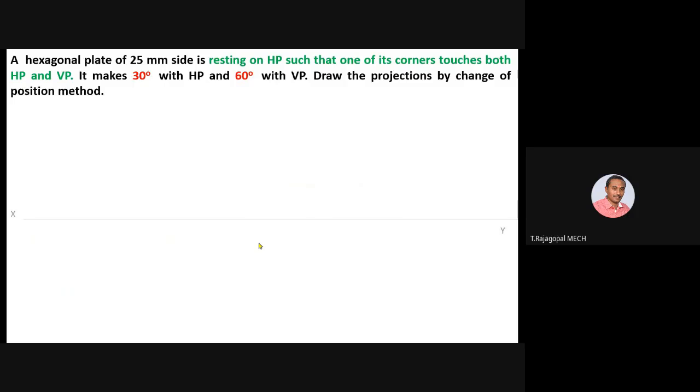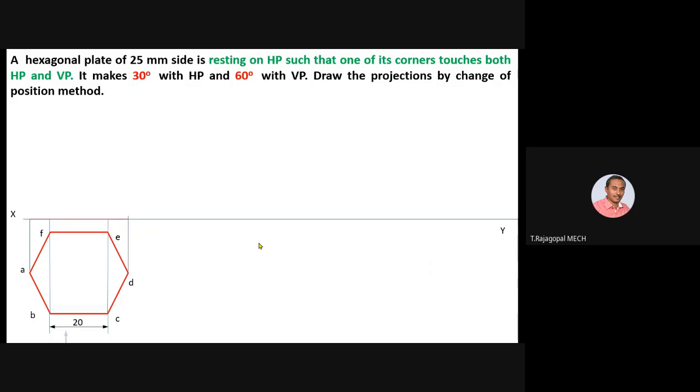Okay, so similar to previous case, draw the hexagon with a base side of 25 mm. Okay, so being a similar problem, I used the same length 20, so 20 mm side. With this, resting on HP such that one of its corner touches both HP and VP. Okay, and corner on HP, now you see the two edges of hexagon is parallel to XY. In previous case, before rotation, two edges is perpendicular to XY. That is what we discussed in the first problem also. Now the procedures are common.